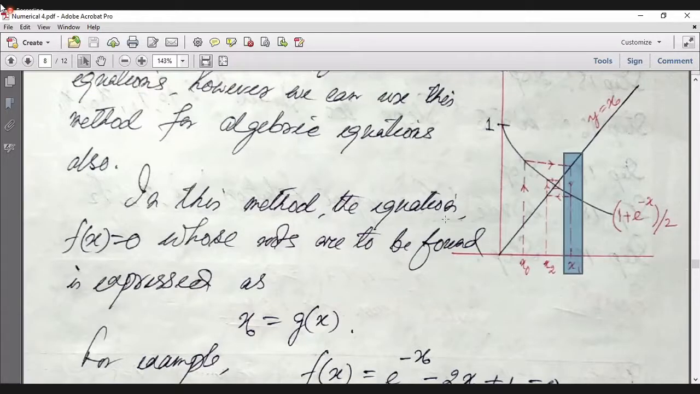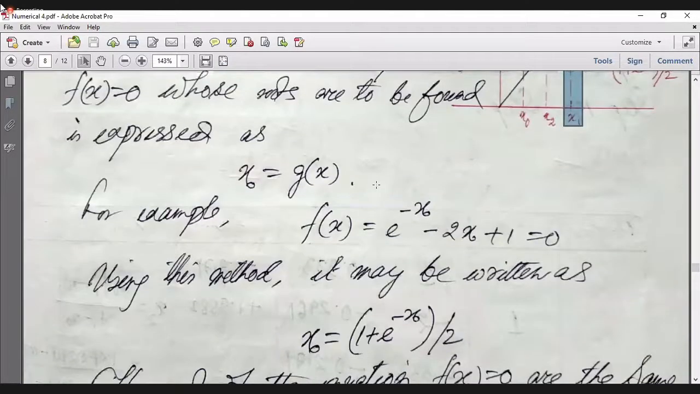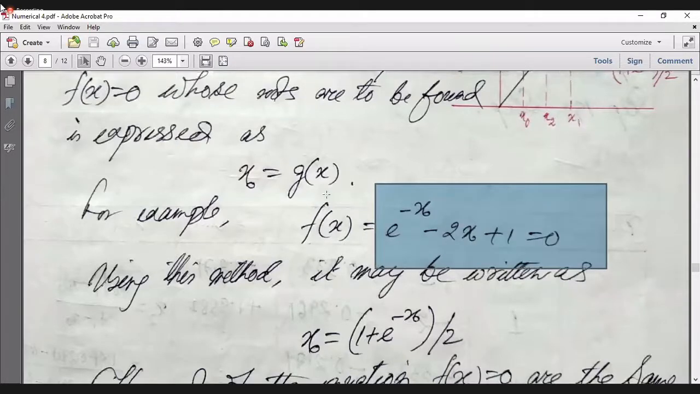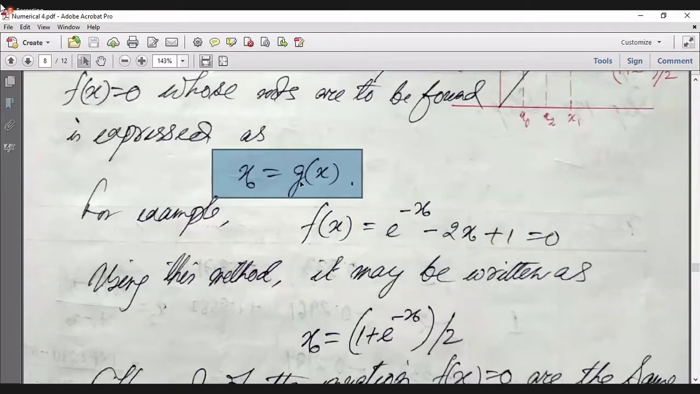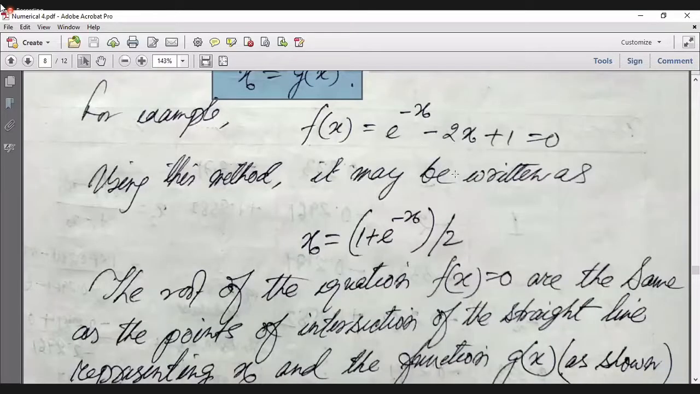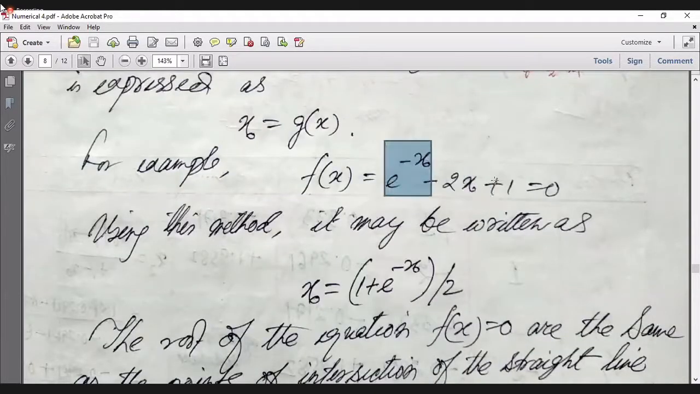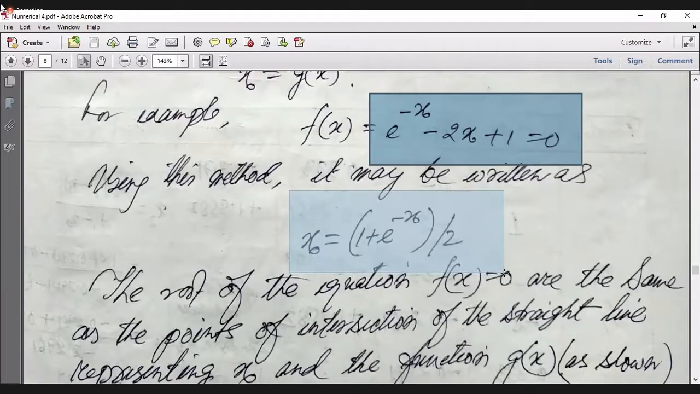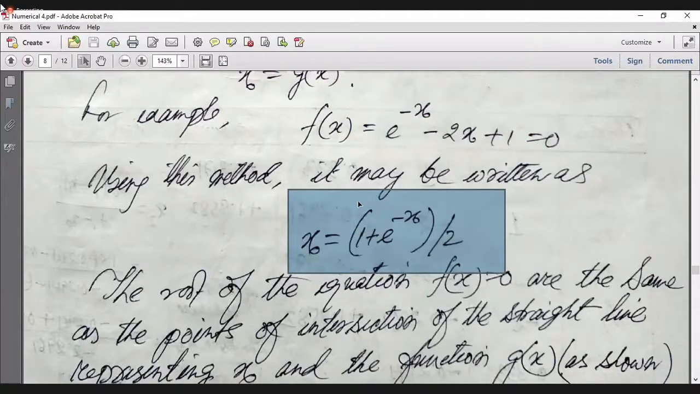It's very simple. In this method, let us say this is our given equation. We are going to express it like this: x is equal to g of x. What is the meaning of this? You put x on the left side, and the remaining terms you keep on the right side. So from this given equation, can we write x is equal to 1 plus e to the power minus x, divided by 2? We have converted it like this from the given equation: keep x only on the left side, the remaining terms on the right side.